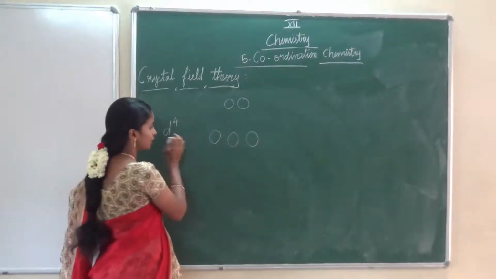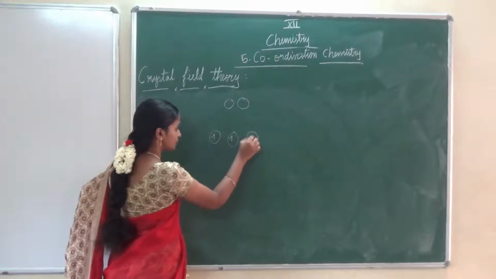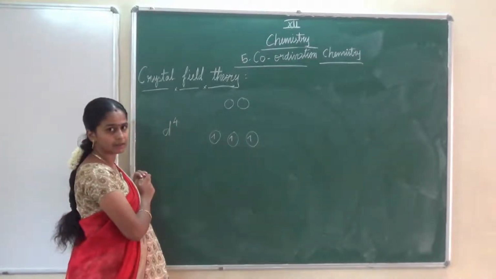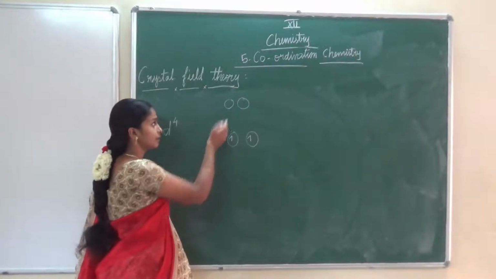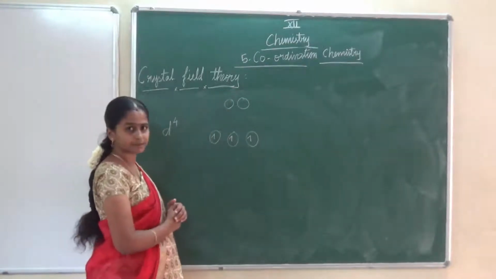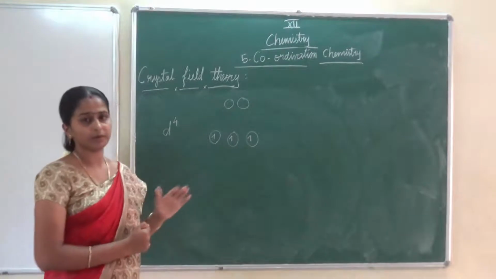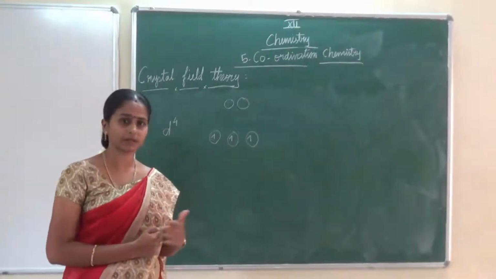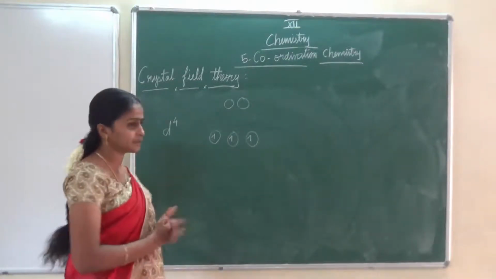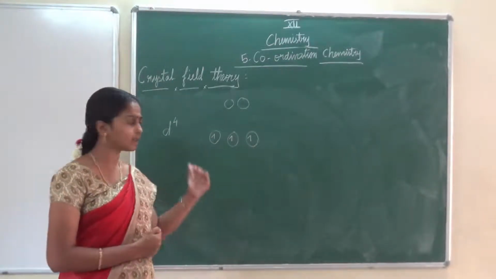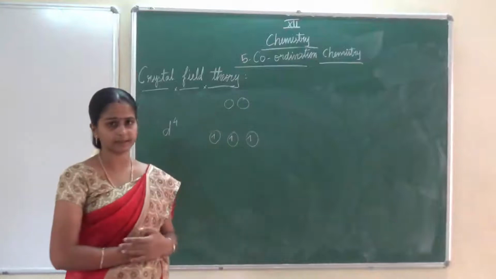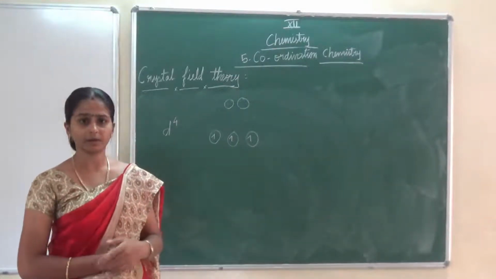So here we have 4 electrons, 1, 2, 3. Where will the 4th electron enter? Whether the 4th electron will enter the T2g orbital itself or the Eg orbital. Now we are going to see that. For the d5 system also, where will the 5th electron enter, whether the pairing will take place or the electron will enter the higher energy level. Now we are going to see that.